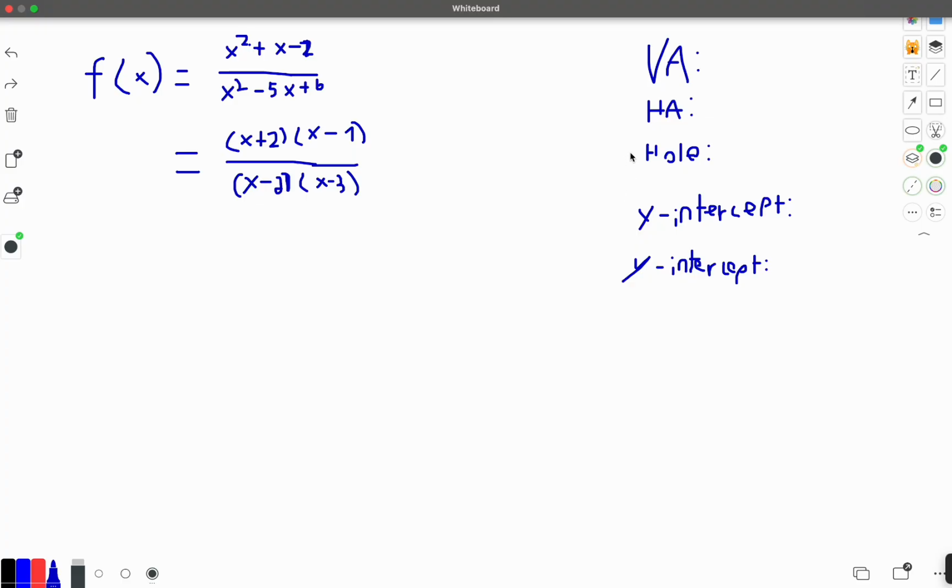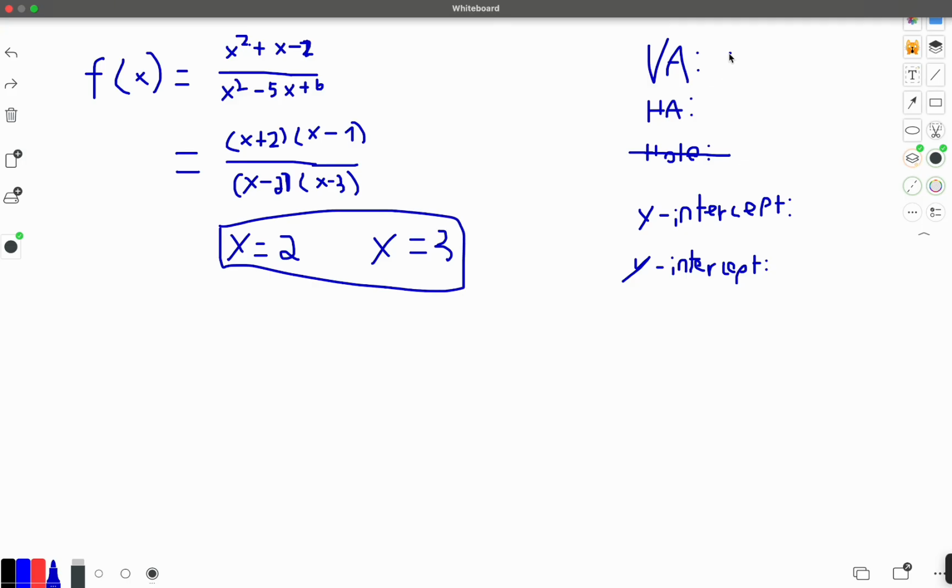So that means we're not going to have a single hole in this graph, but instead we're going to have two vertical asymptotes, right? Because two x values can make the denominator 0. And more specifically, x equals 2 can make the equation undefined by making the denominator 0, and x equals 3 can make the equation undefined. So these are two vertical asymptotes in this example, not one. X equals 2 and x equals 3.